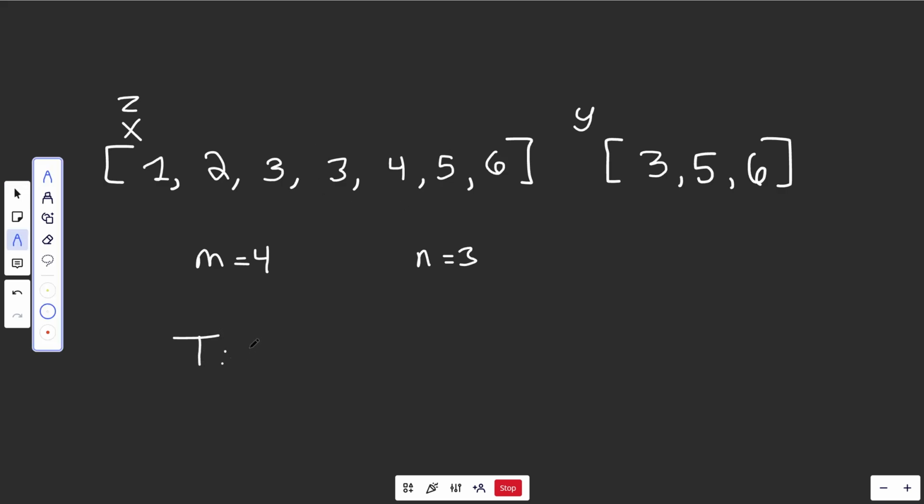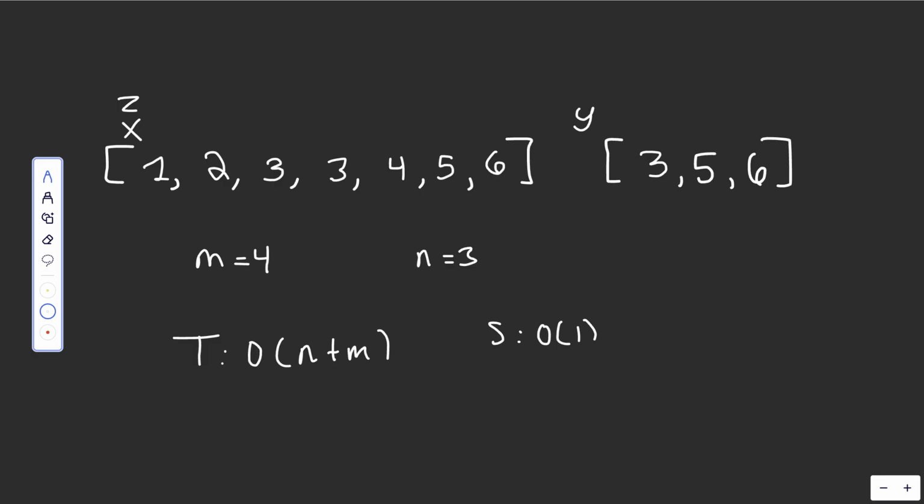It has a time complexity of big O of n plus m, because basically you're just looping backwards through everything. And the space complexity is going to be constant, because notice we did not make any new data structures at all. Okay, I actually love this problem, and let's code this up.